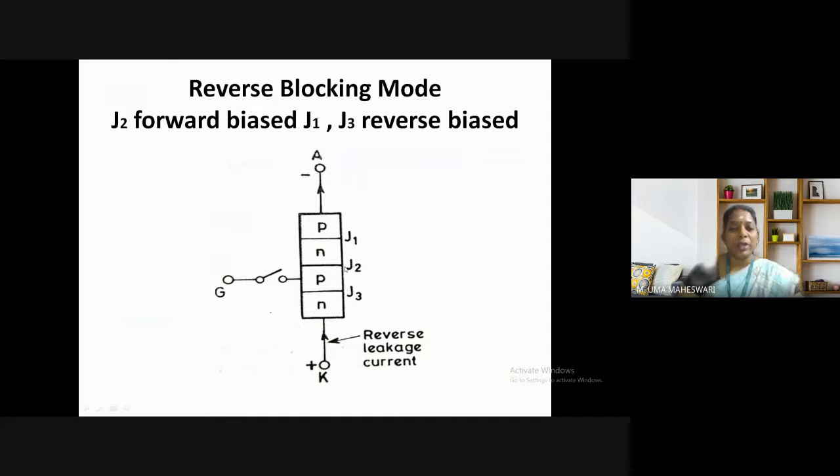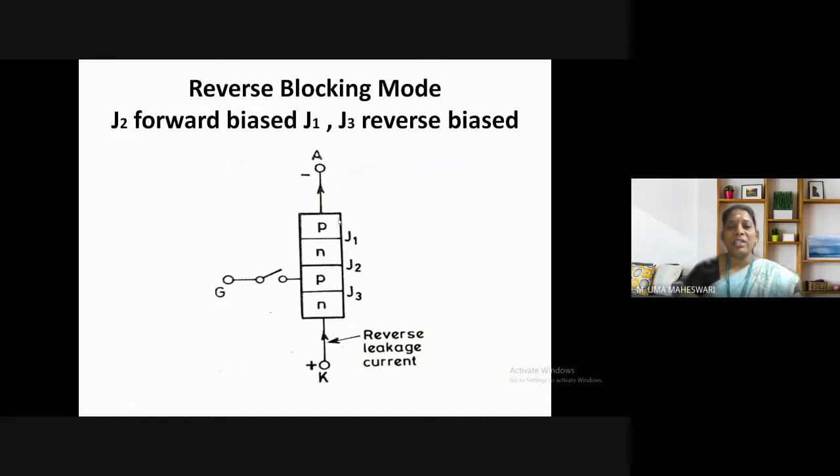Similarly, with respect to junction J2, the minus is connected to the n-type layer and the plus is connected to the p-type layer. So this junction J2 is forward biased. And for junction J3, the minus of the anode is appearing across the p-type layer and the plus of the cathode is appearing across the n-type layer. So this junction J3 is reverse biased.